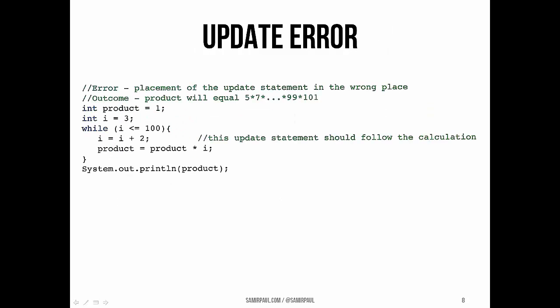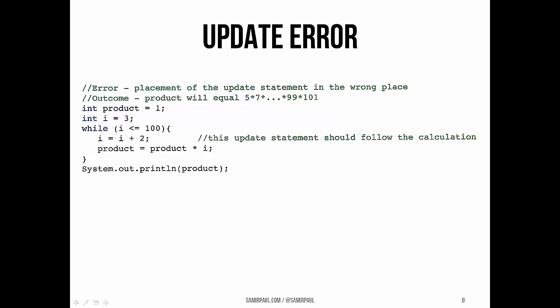You might have a mistake in the update statement as well. Here it's in the wrong place. So rather than multiplying 3 times 5 times 7 and so on, we actually start here with 5 because immediately when we enter the loop the first time, we increment before doing our multiplication.